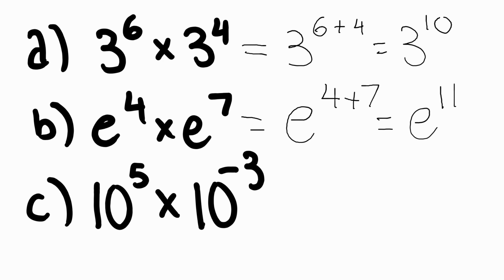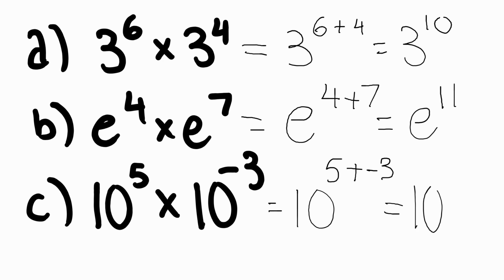Now for this bit, we have 10 to the power of 5 times by 10 to the power of minus 3. So our base stays the same, and we do 5 plus minus 3. Do you remember what the rules were when we have a plus and a minus? A plus and a minus makes a minus, so we are doing 10 and then 5 minus 3, and 5 minus 3 is 2, so our answer is 10 squared.